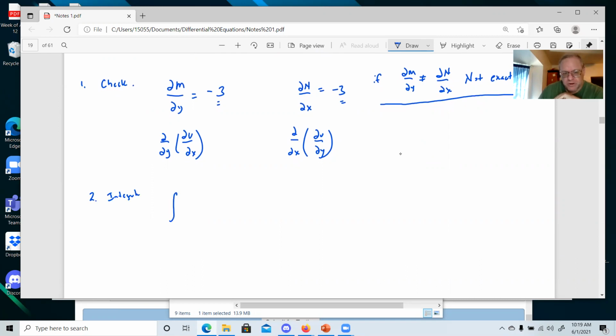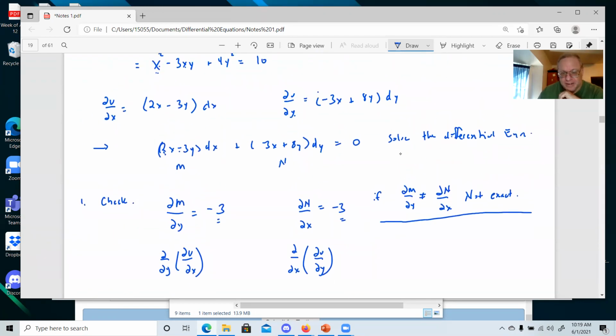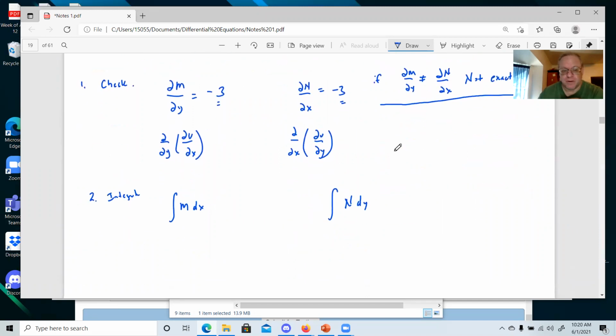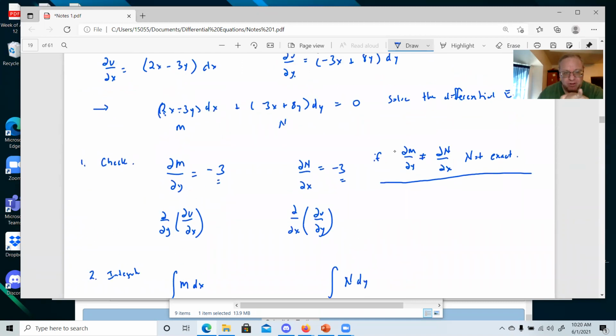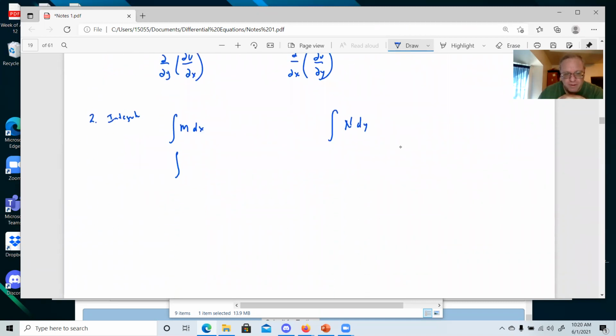So what we're going to do is integrate m with respect to x. We're going to do n dy, just like it says. We have n dy, we have m dx, and we're just going to integrate them. So this is going to be, what do we have? We have 2x minus 3y.